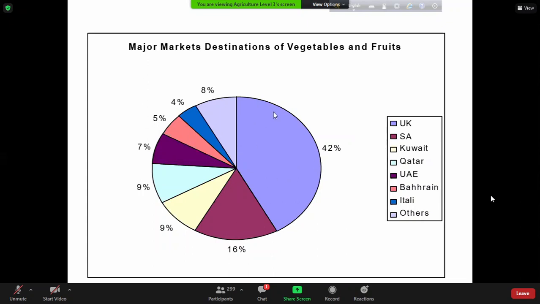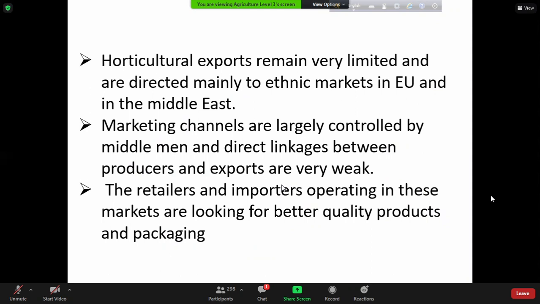You can see here, the lion's share goes to the UK. We export mainly to the UK because there are lots of Bangladeshi people residing in the UK. We also export to South Africa because there are lots of immigrants. We also export to Kuwait, Qatar, United Arab Emirates, Bahrain, Italy, and other countries. So you can see here the proportion of export to each country. We export mainly to the European Union and the Middle East.